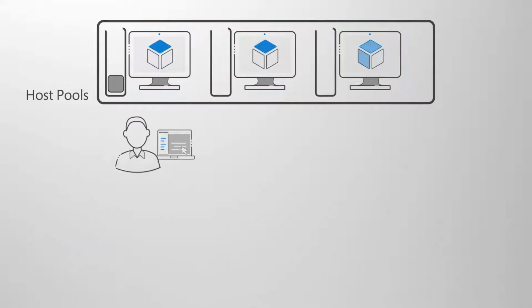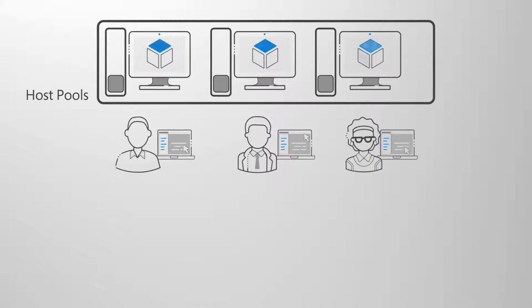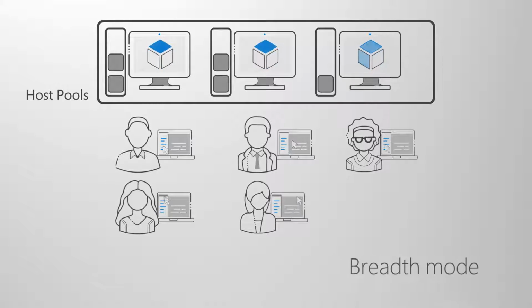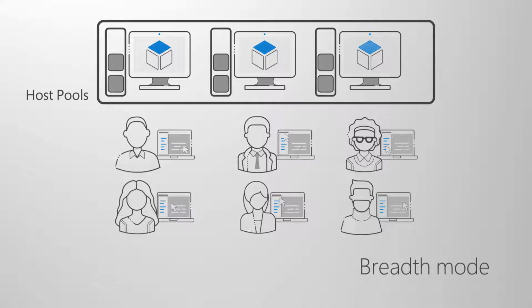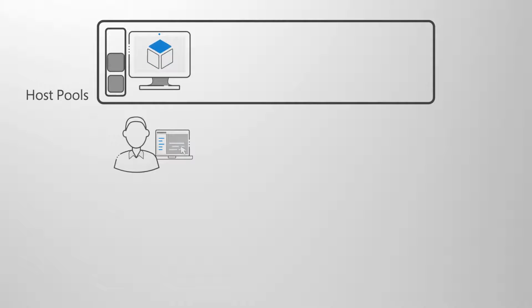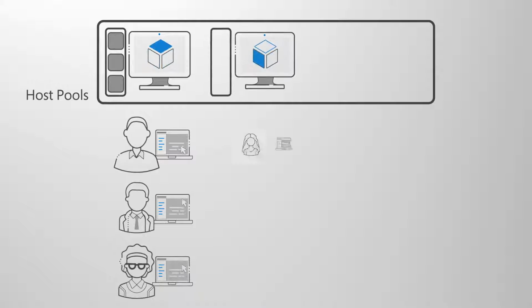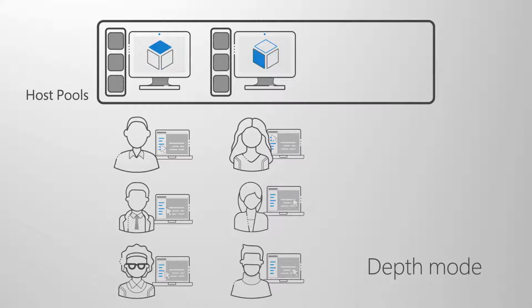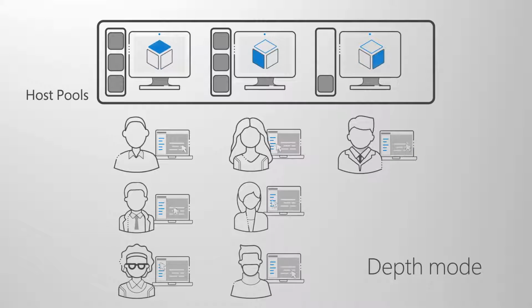Now, we also give you the option to load balance users on your virtual machine host pools. So for best performance, you can configure breadth mode. Now, that evenly allocates your users across the host pool for your workload. And if you want to optimize for cost savings, you can configure your VMs for depth mode load balancing. And in this mode, the load balancer fully allocates users on a single VM before moving to the next one.